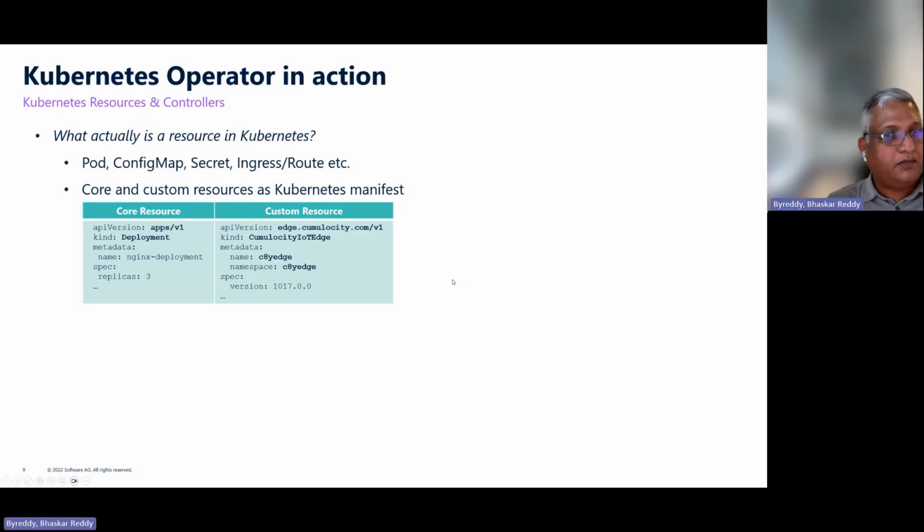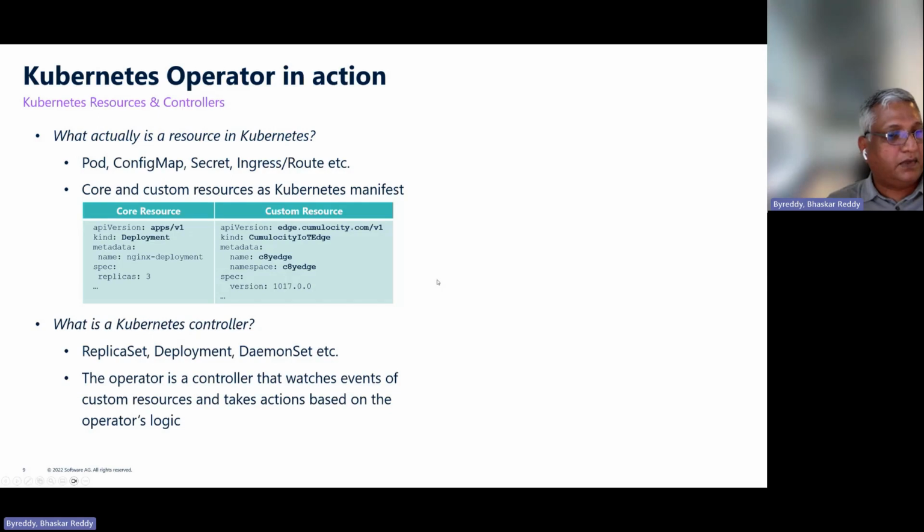So what happens with the custom resource in Kubernetes? Kubernetes has controllers like replica sets, deployment, and daemon set, etc. These are the controllers which actually ensure that the resources are managed.